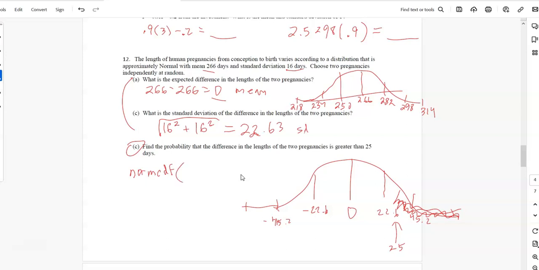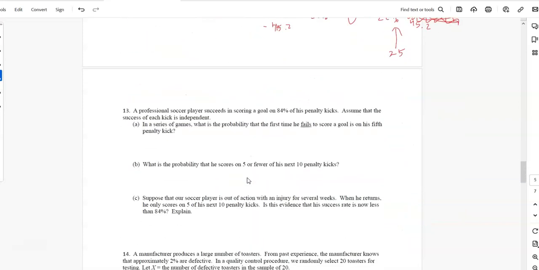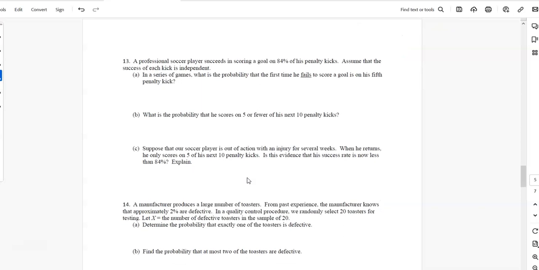Okay, so norm CDF is going to be a lower bound of 25, an upper bound of infinity, with a mean of 0 and a standard deviation of 22.6. Be sure to label this: this is standard deviation, this is mean, lower, upper. I wrote this really messy, but you get the idea. Be sure to label, show your work. You can draw this, we'd love to see the drawing, but definitely show your work for the calculator step for sure. Okay, two more.